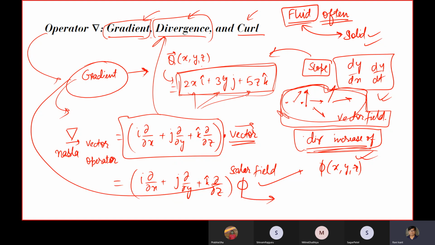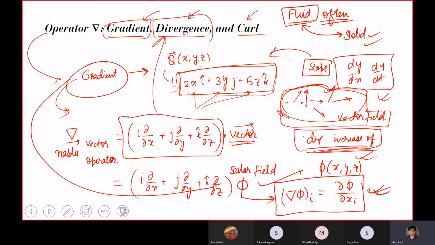So the idea is to write everything in terms of tensor notation. I'm going to write my gradient, nabla times phi, and if I write the ith component, then this is nothing but dou phi by dou xi. This is how I am going to write my tensor notation for taking a gradient of a scalar field. You guys following or any doubt?